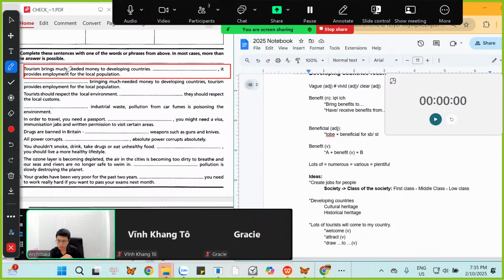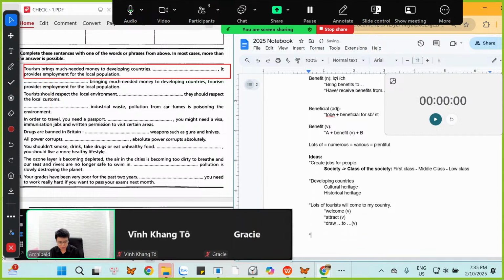Đó. Rồi đơn giản là câu này nó gọi là much money, much needed money to developing countries. Thì đây là những cái ý tưởng để mình nói để dứt điểm cái câu này ha. Rồi it provides employment for local population. Employment, jobs. Okay, jobs. Instead of saying okay, it provides lots of jobs, you can say employment, employment.